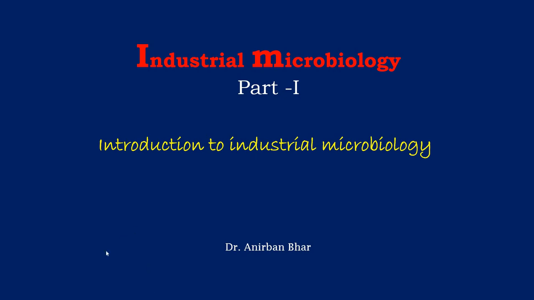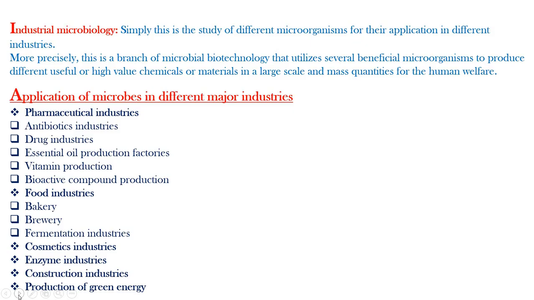Now first we have to understand what industrial microbiology means. Industrial microbiology is a special section of microbial biotechnology where different beneficial microbes are utilized for the welfare of human beings. These microbes produce some compounds, proteins, maybe vitamins or several other chemical compounds which have beneficial utility to human beings, and we utilize these microbes for producing such compounds on an industrial scale.